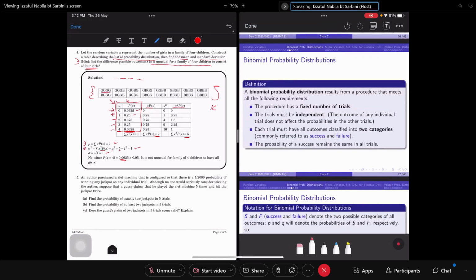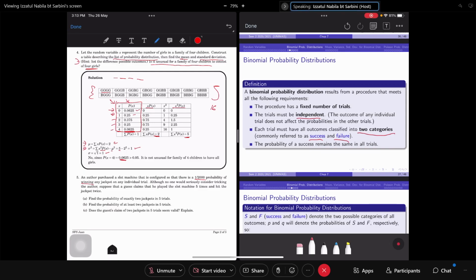binomial probability distribution. First, the procedure has a fixed number of trials. The trials must be independent. Each trial must have 2 categories, success and failure, so in this case winning or losing. And then the probability of success remains the same in all trials. It is mentioned here that there is a 1/2000 probability of winning, meaning there is only one probability for winning, 1/2000.